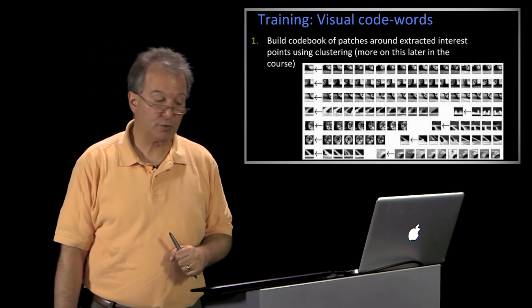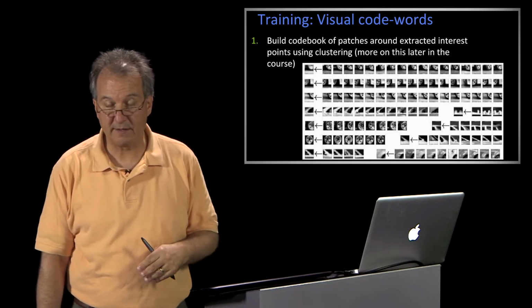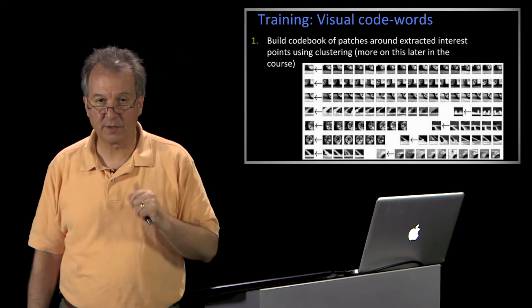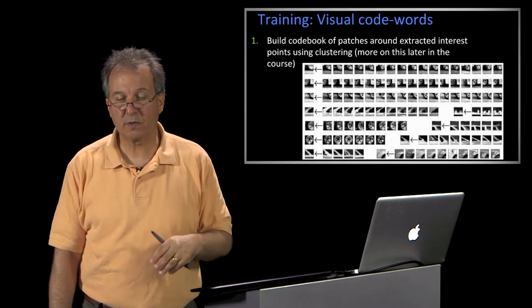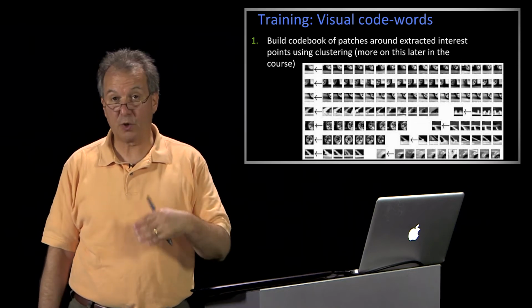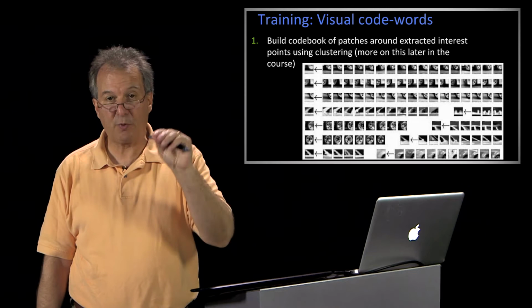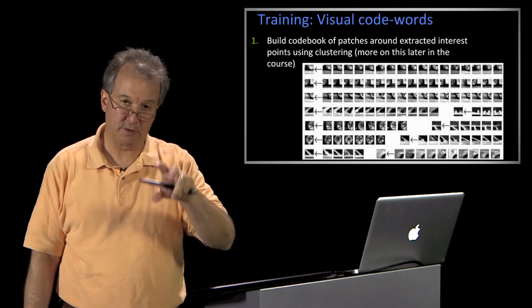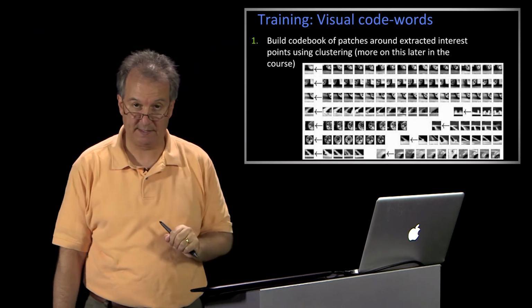So the first step in training is developing what's called visual code words. Basically the way it works is this. You have some sort of operator, and we'll talk about interest point operators, that generate what are called interest points. That is, these are points in the image where reasonable amounts of interesting stuff is happening, and we'll talk about Harris corners and other ways of finding that.